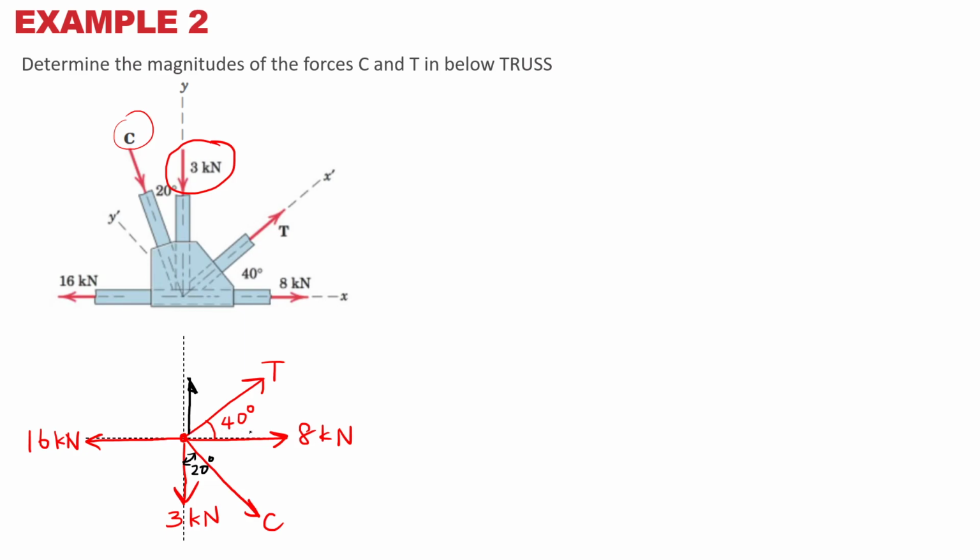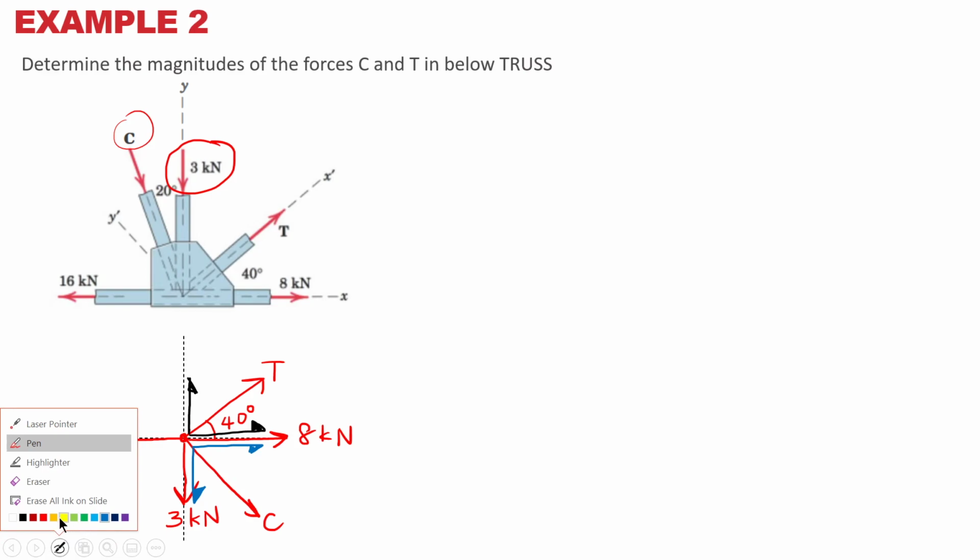Obviously, two components for T. And also, how should I draw this one? Blue color, two components for C. This 20 degrees. This is, yeah, I gotta put back the angle. Angle here, 20 degrees. Okay, now you can see.